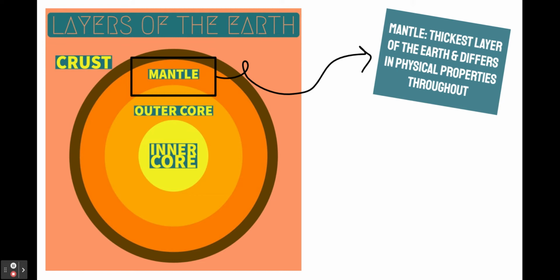Then below the mantle, you have the outer core, which is a very hot liquid under intense pressure. And then you have the inner core. The inner core is the hottest part of the inner planet, and it is solid. Another way to describe Earth's layers is by looking at its physical properties, and this is the one that we're going to focus on most as we talk about convection currents.